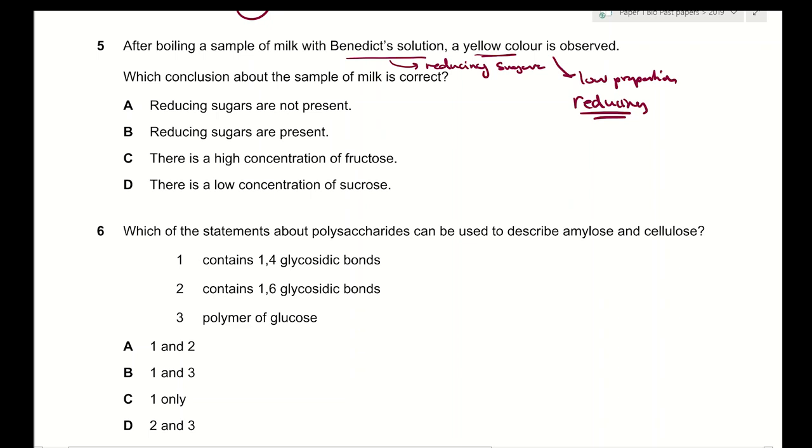Now, let's see the suggestions that we have here. A, reducing sugars are not present. This is incorrect because it did change color. Now for B, reducing sugars are present. Yes, this is correct. C, there is a high concentration of fructose. So fructose is a reducing sugar. However, we cannot guarantee that it's going to be fructose because there are other reducing sugars too, such as glucose. Therefore, this is incorrect. For D, there's a low concentration of sucrose. Sucrose is a non-reducing sugar. Therefore, this is also going to be incorrect and the answer is going to be B.